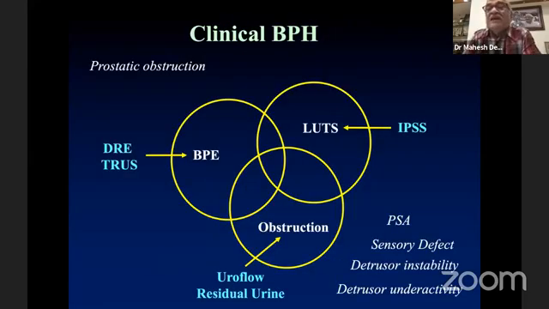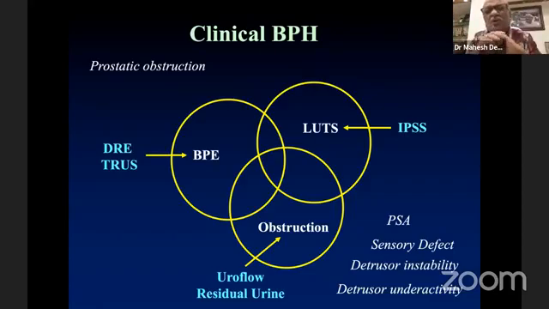Basically, clinical BPH, what we are addressing today, has three components. One is a benign enlarged prostate, lower urinary tract symptoms, and obstruction. And the prostatic obstruction has to be differentiated from the other causes, which could be neurogenic bladder, sensory defect, detrusor instability, detrusor underactivity, which is giving rise to the lower urinary tract symptoms.